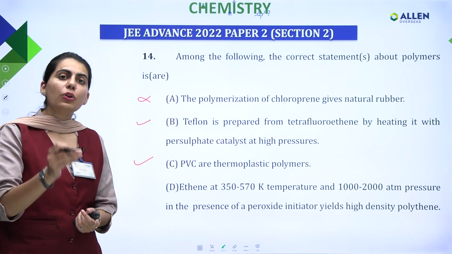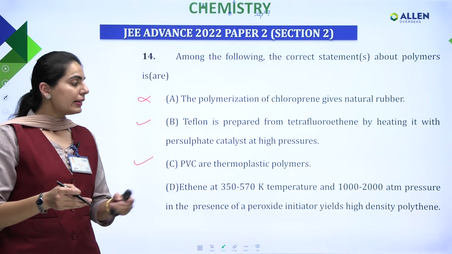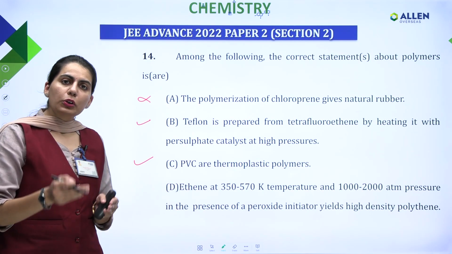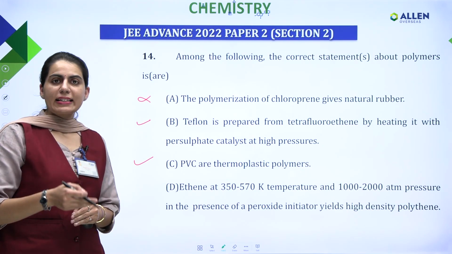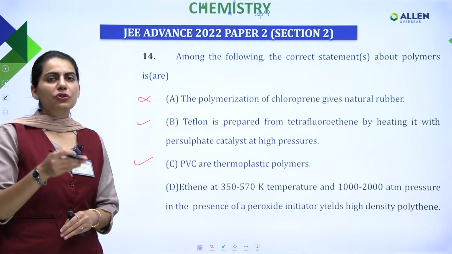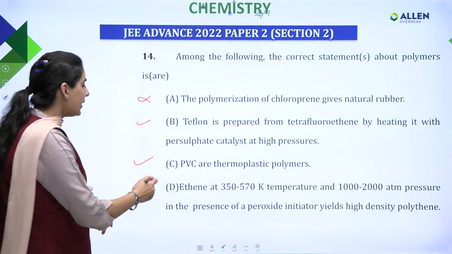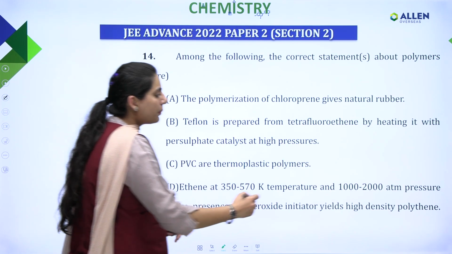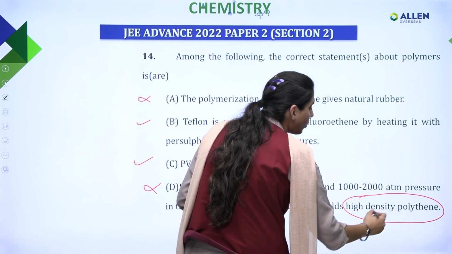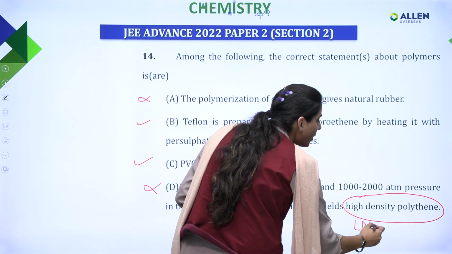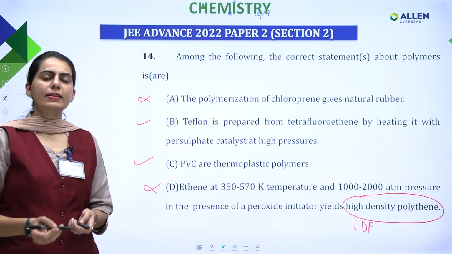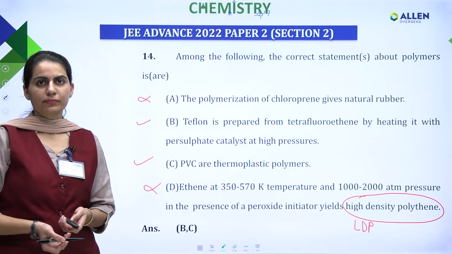So it should be low density polythene, because these conditions which are mentioned here are for low density polythene. Because for high density, the pressure is not so high, it lies in the range of 6 to 7 atmosphere. So here again, option D is wrong, because it should not be high density polythene, it should be low density polythene. So overall, for question 14, your answer is B and C.